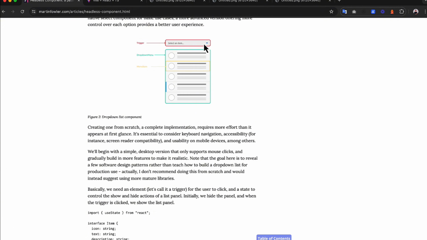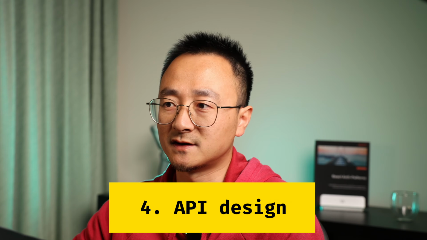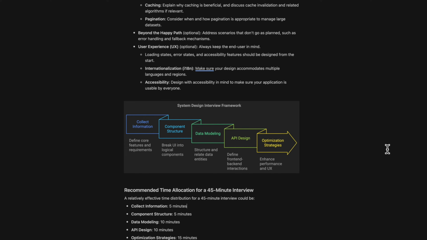Should the data be normalized or nested? The data modeling step will have some impact on the next step, which is the API design. You might need to go back from the API design to data modeling or data modeling to the API design. They are kind of interconnected. The purpose of the API design is to define how the front end communicates with the backend.